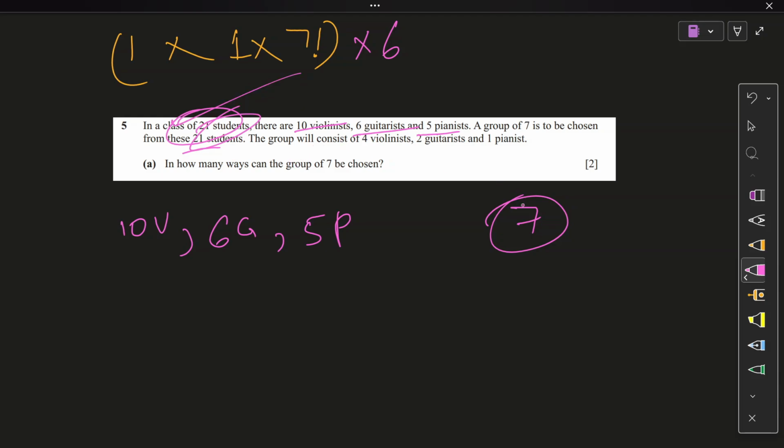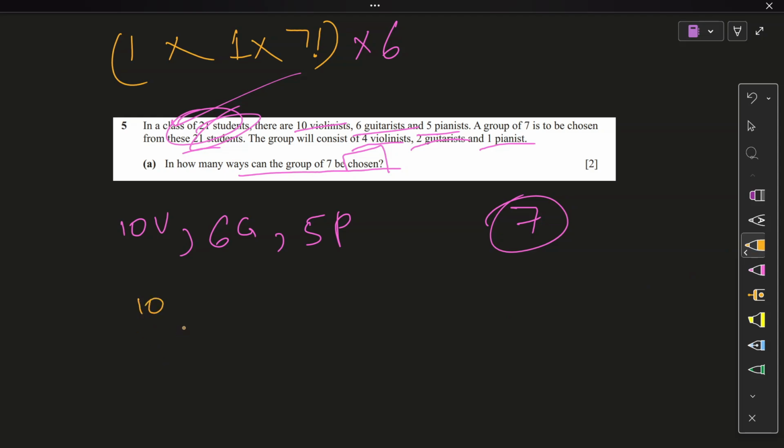The group of 7 will contain 4 violinists, 2 guitarists, and 1 pianist. So in how many ways can the group of 7 be chosen? Chosen is your keyword. So now you know it's a selection question. You simply need to show that a team of 7 consists of 4 violinists, 2 guitarists, and 1 pianist. That's an easy part. Let's get it over with.